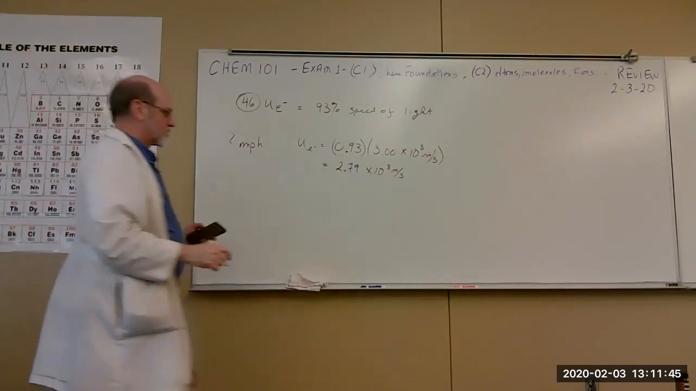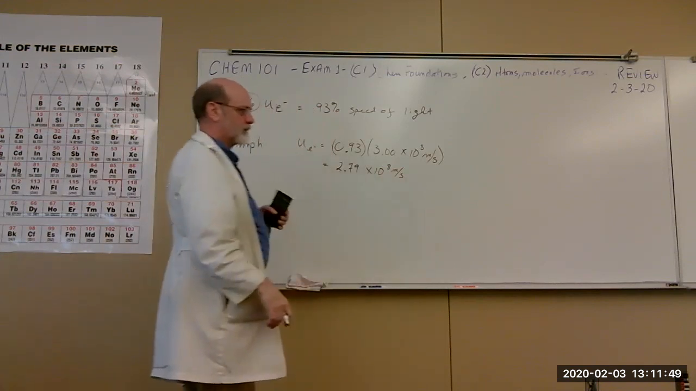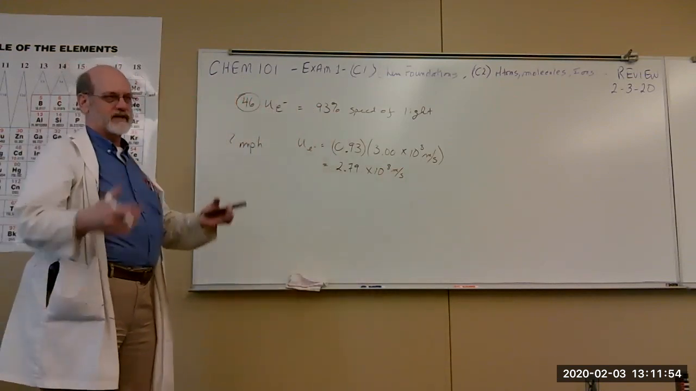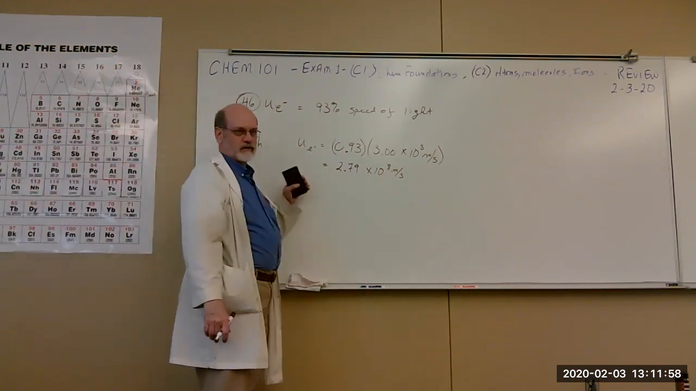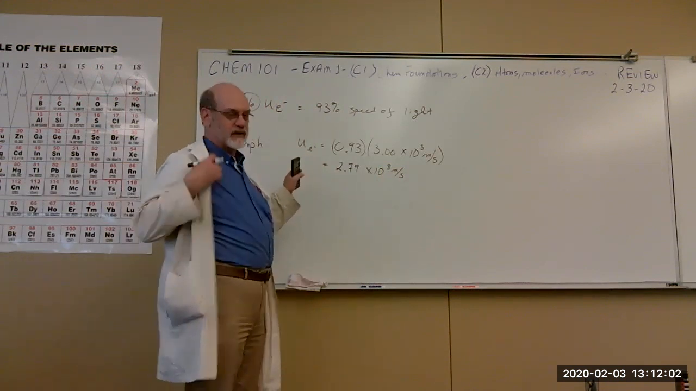So to make a long story short, as your speed increases, your inertia increases. It's interpreted as mass. And when you get to the speed of light, your mass is infinity. So there's not enough energy in the world to make it go faster.